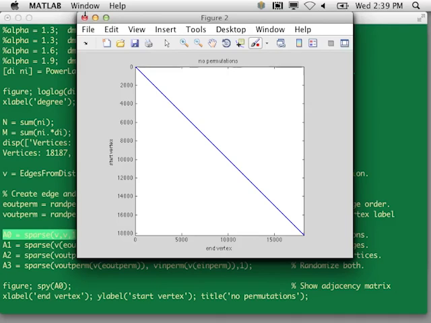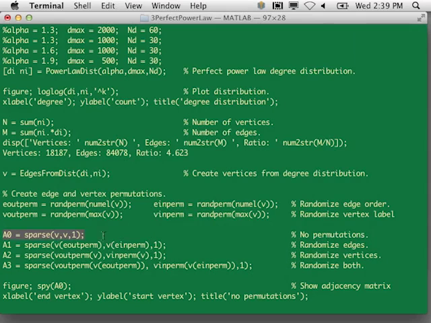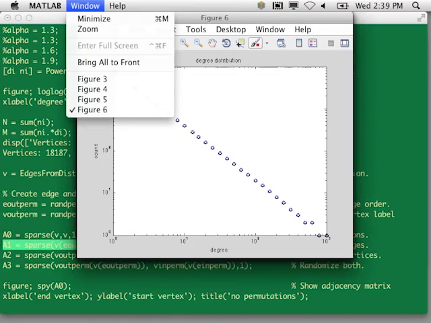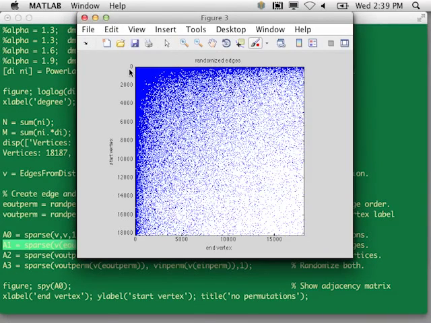So, likewise, if I just permute the edges, so I take my permutation here and I just permute that. This is not permuting the vertex labels, just permuting the edges. Go to the next figure here, figure 3. All right, and we get this distribution. Basically start vertex, end vertex. Looks fairly random. However, you see the highest degree vertices are up here at 0, 0, because that's the order in which the generator spits them out. It gives you the highest degree vertices first.